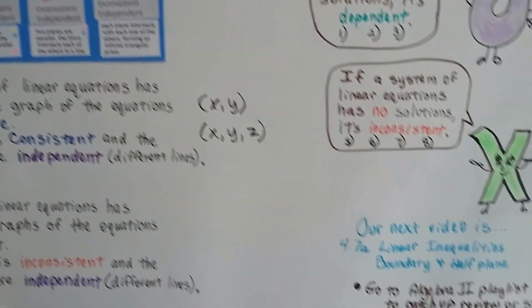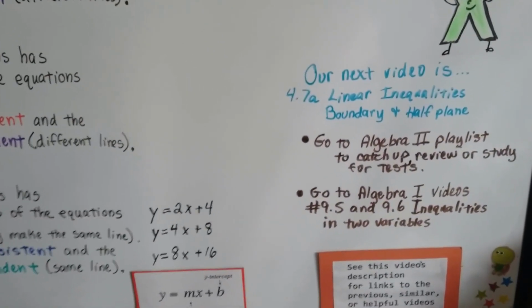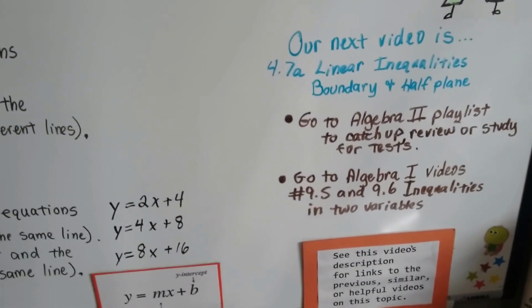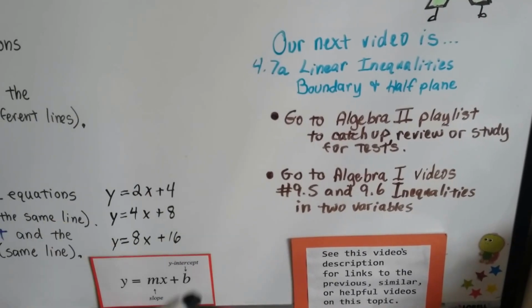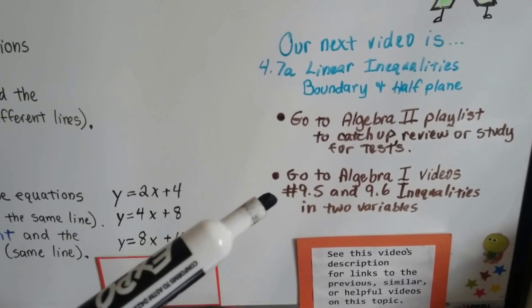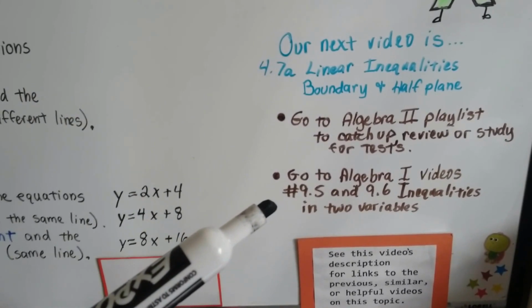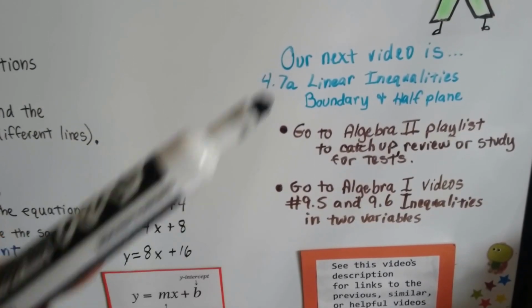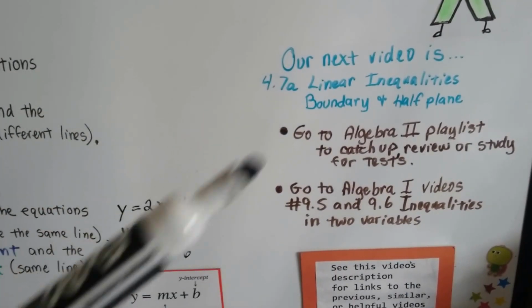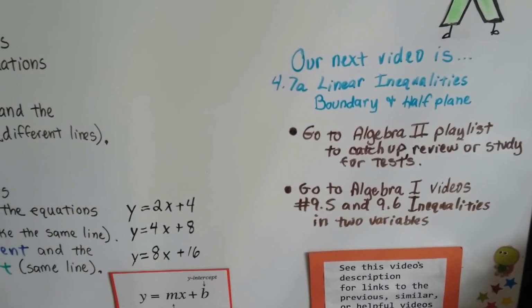See? All right, our next video is 4.7a. We're going to talk about linear inequalities in boundaries and half planes. I did this in Algebra I, and that was in video 9.5 and 9.6. We talked about inequalities in 2 variables and boundaries and half planes. We're going to do it again. And I'm going to add this video to the Algebra II playlist so you can catch up and review.